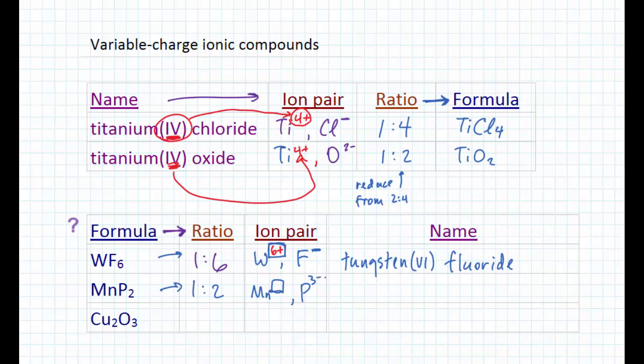So if I have 3 minus and I have 2 of them, what charge does manganese need to have there? It needs to be 6 plus. Manganese 6. And what's P3 minus called? Phosphide.